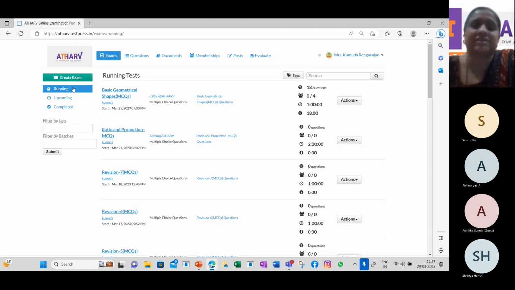But once you start the exam, supposing the exam is scheduled for 45 minutes, it will automatically end in 45 minutes. Supposing I schedule an exam for you now, you can see it in the running tab. You can take it. You can see the marks we have scored. You can see all the details.